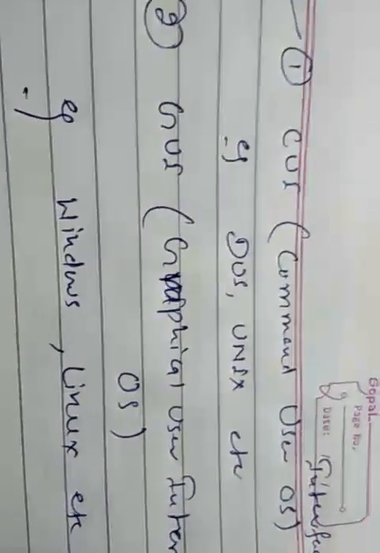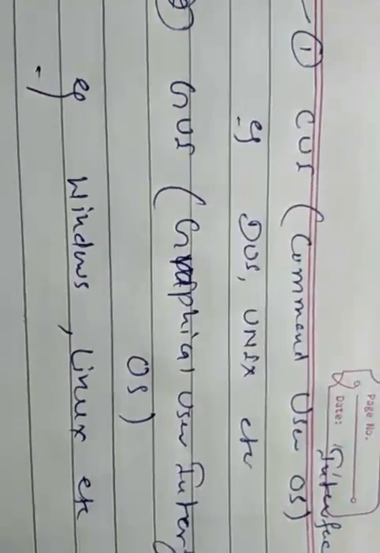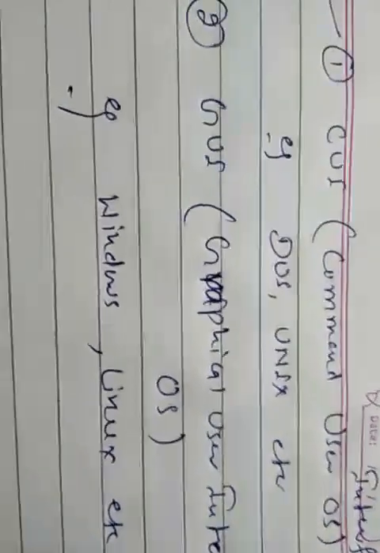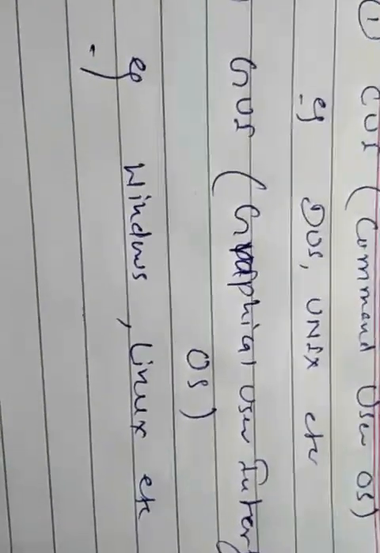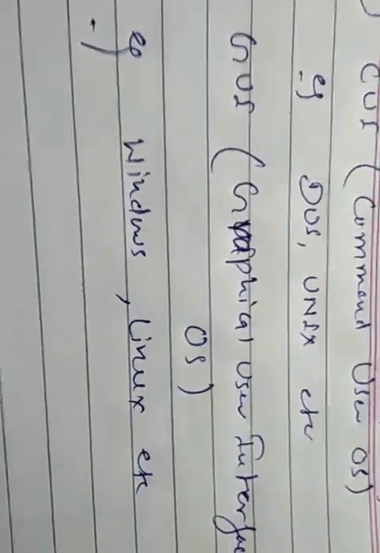So the major difference between a GUI and a CUI: in a CUI the user has to remember the commands, because in this operating system all the work is done with the help of commands, so the user has to first remember all the commands and what purpose each command serves. And the next category is the GUI. The GUI is also called a user-friendly operating system, because the user doesn't have to remember the commands; the commands are already stored in the application software, so we just have to click on a particular option to do a particular task.